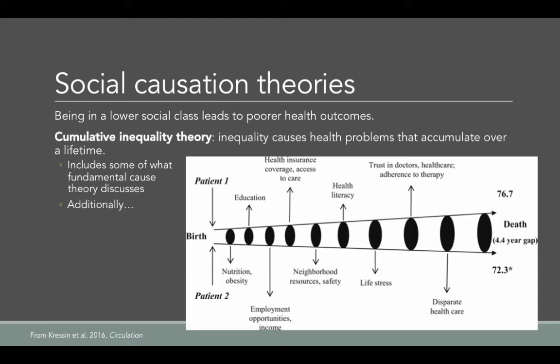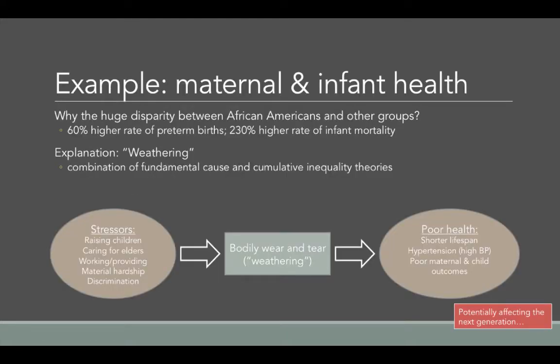So those are the 3 theories that were discussed. I'll use maternal and infant health as an example to illustrate this idea of weathering. You read an article from NPR where they talk about a lot of health disparities for moms and babies, particularly between African Americans and other groups.